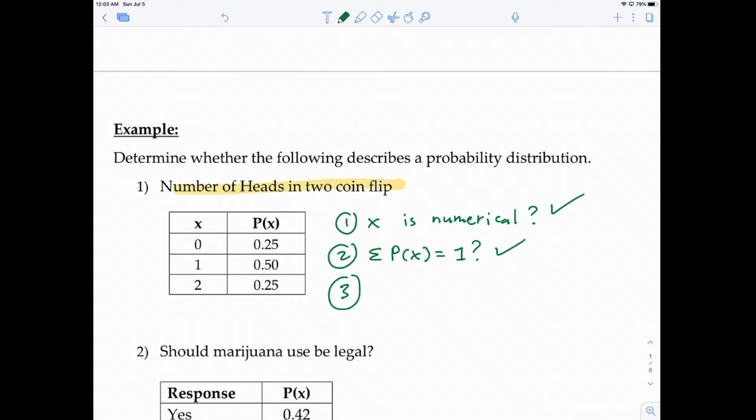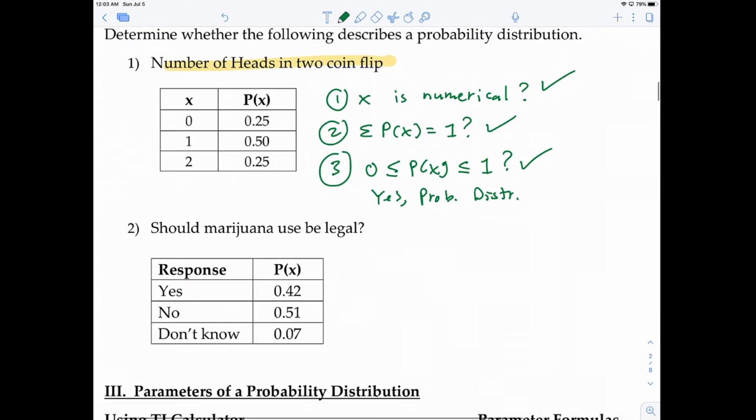Requirement number 3 says that each of the individual probabilities is between 0 and 1. This one's between 0 and 1, this one's between 0 and 1, and this one's between 0 and 1. So that one checks off. If it checks off all 3 requirements, then we know that it's a probability distribution. So yes, it is a probability distribution.